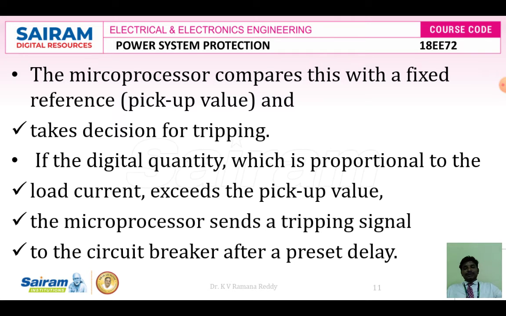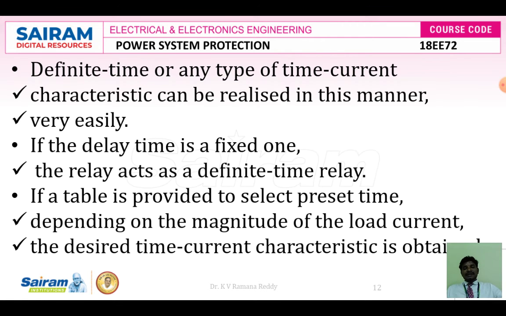If the digital quantity, that is ones and zeros of DC voltage which is proportional to the load current, exceeds the preset value, then it is called the pickup value. Then the microprocessor sends a tripping signal to the circuit breaker after a preset delay. Why a preset delay? The preset delay is used again to confirm whether the fault is a real fault or because of transients. Therefore, a definite time or any type of time current characteristics can be realized in this manner very easily. If the delay time is fixed, the relay acts as a definite time relay.